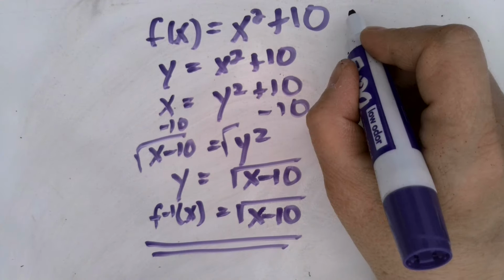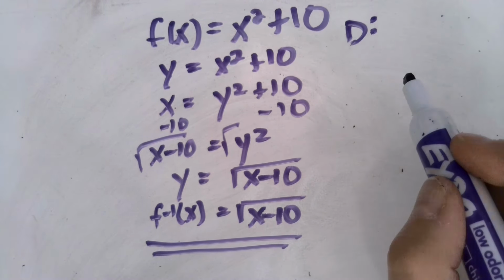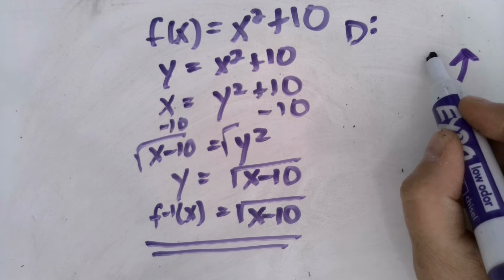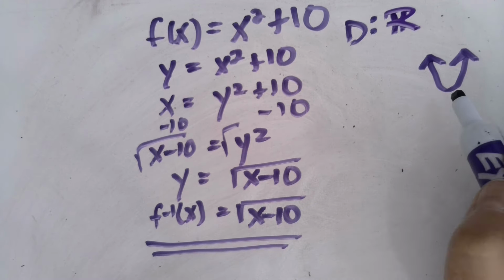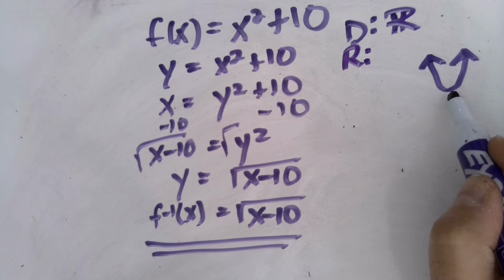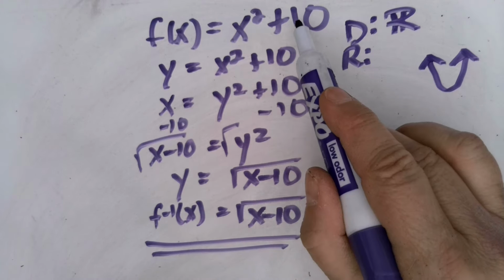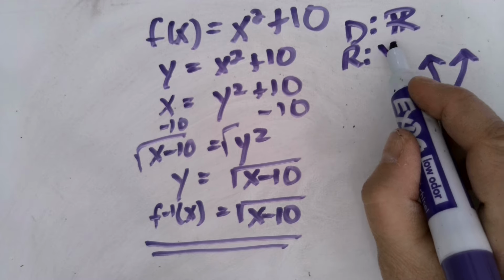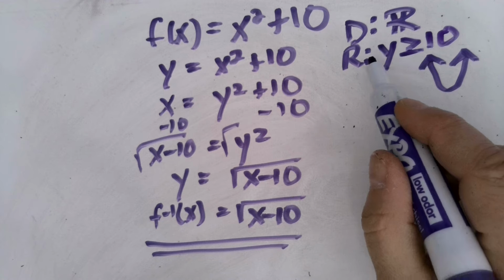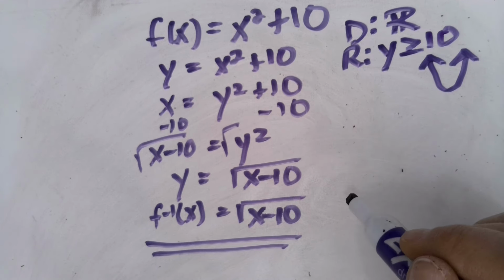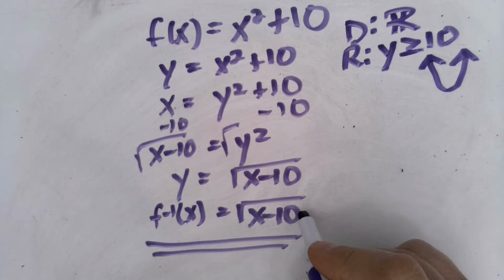Go back up to this original function. The domain of a quadratic, if you look at the picture or you look at your graph, the graph of a quadratic goes like this. So the domain, my x's go forever, so it's all real numbers. The range, though, has restrictions. It doesn't go forever down because this is opening up, and it starts at 10 because it says plus 10. So my range is going to be my y values greater than or equal to 10. Now, if you don't remember this, you can actually graph it on your calculator and see how far down your graph goes.